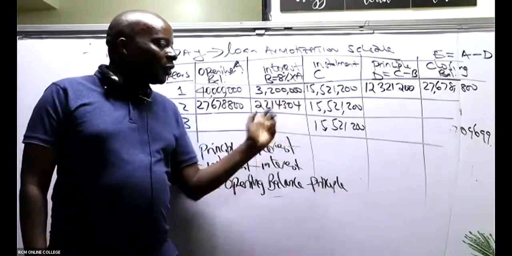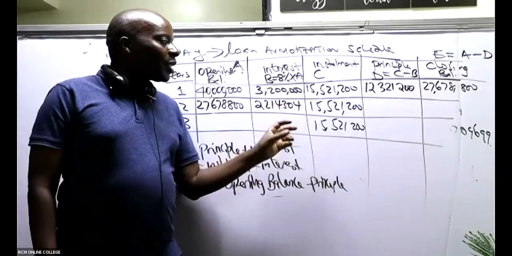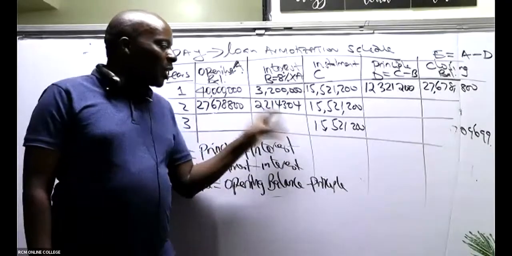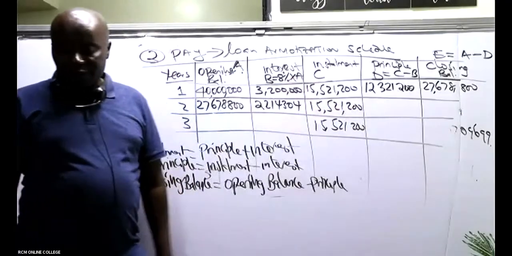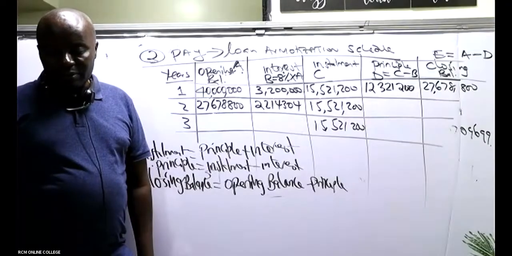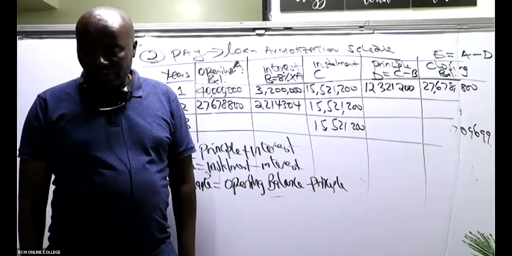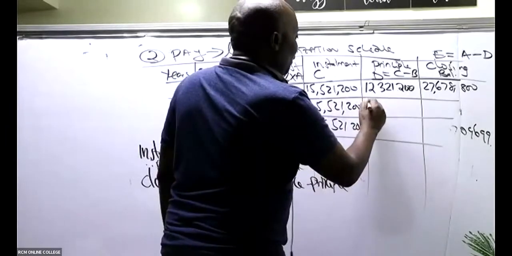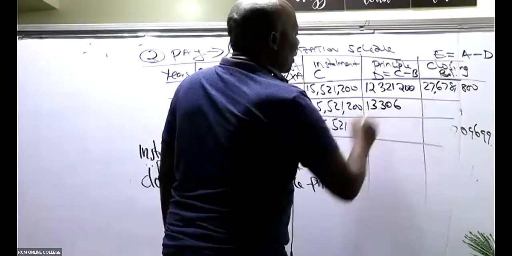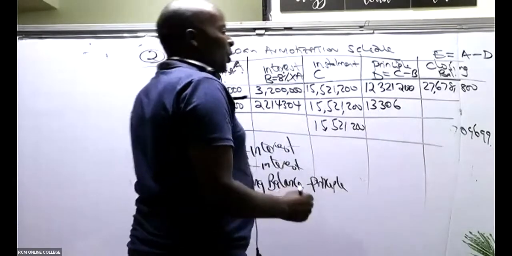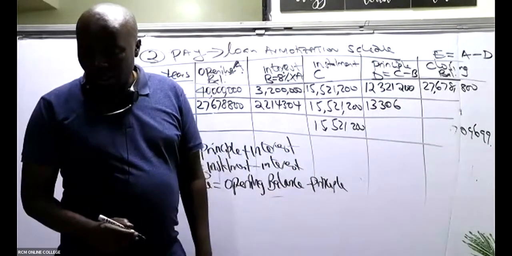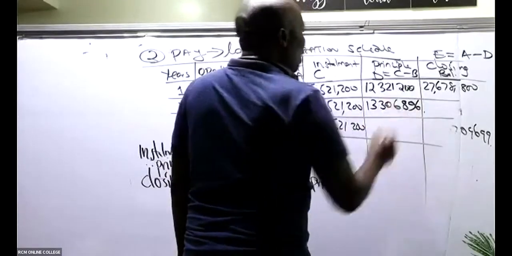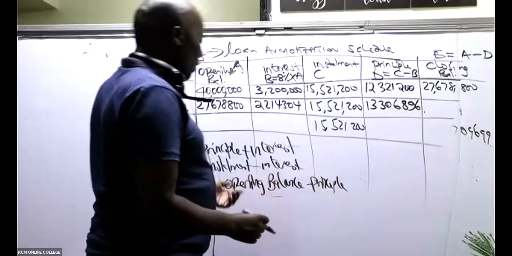This installment here covers two things. And now once I know the interest, then getting the principal will not be a big deal. I will take 15,521,200 and subtract this to get the principal here. So 13,306,896. Thank you so much. And therefore, closing balance is very easy.